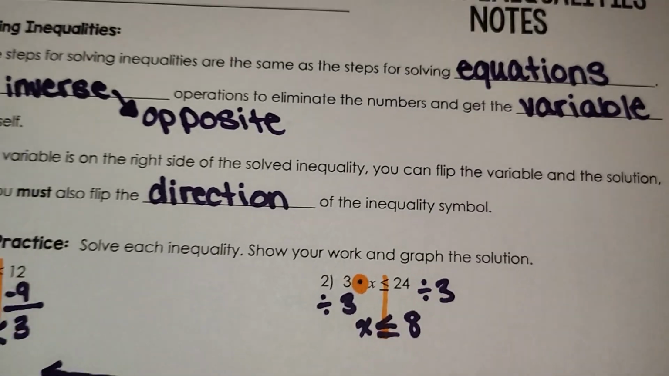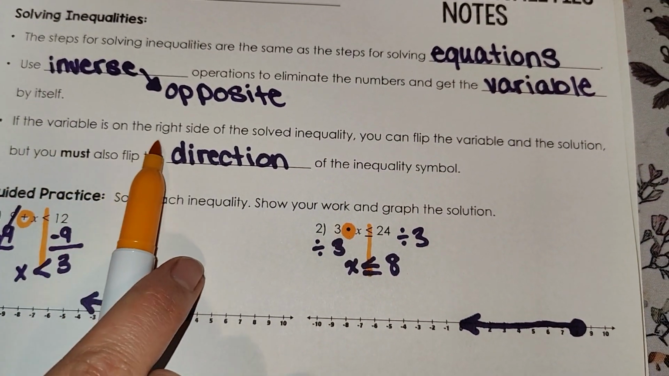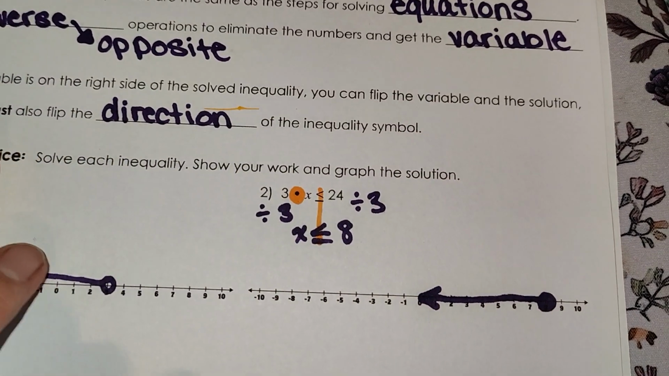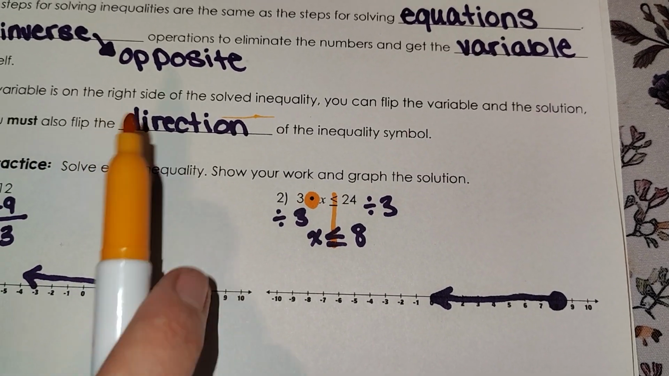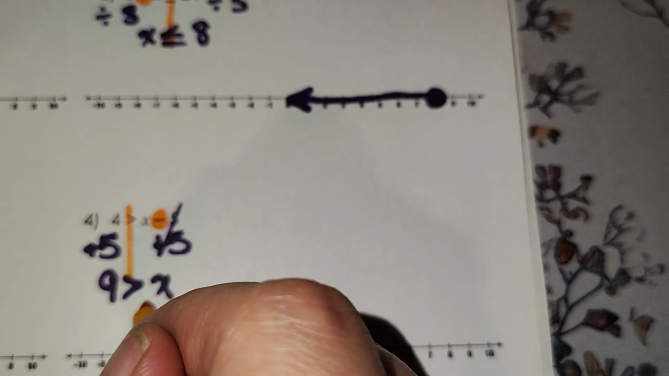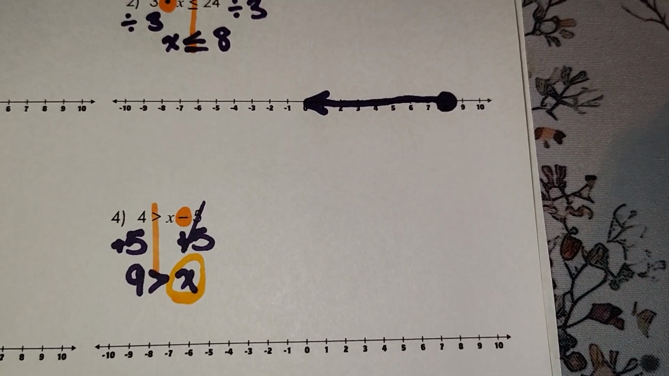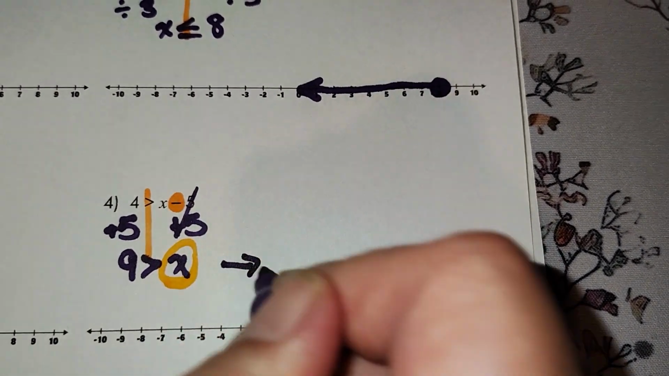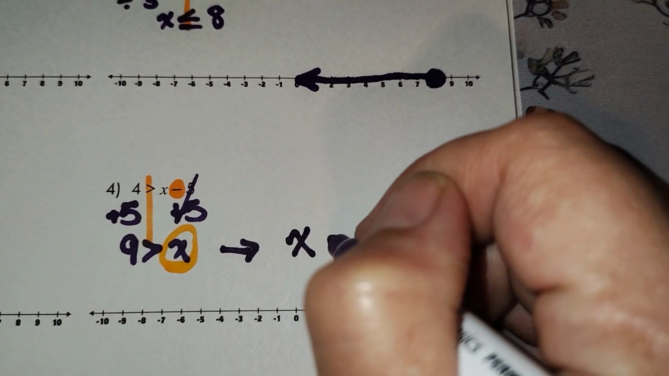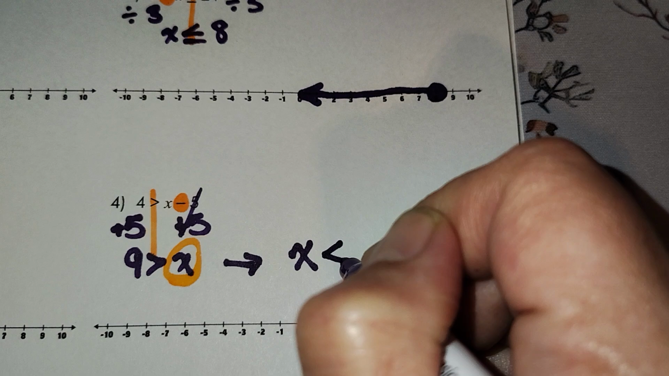remember way up here, if the variable is on the right side of the solved inequality, you can flip the variable and the solution, but you must also flip the direction. What does that look like? So my x over here, my variable is on the right side of my equation. And I want it to be nice and neat. So I'm going to rewrite it. X is, flipping that inequality sign, x is less than 9.